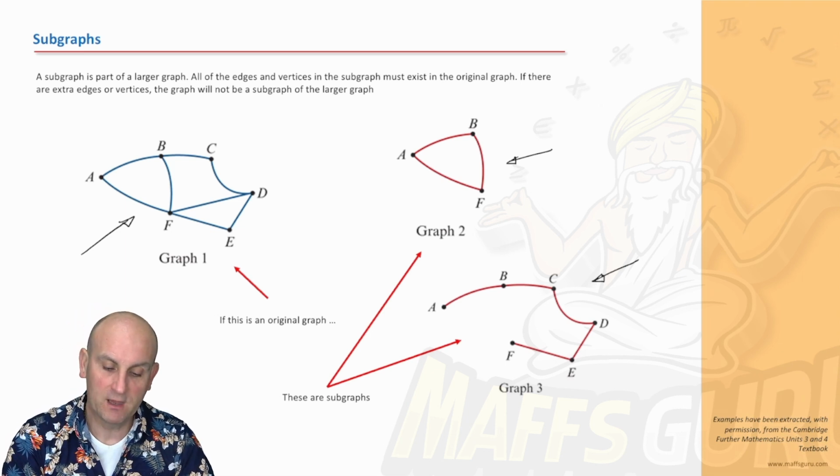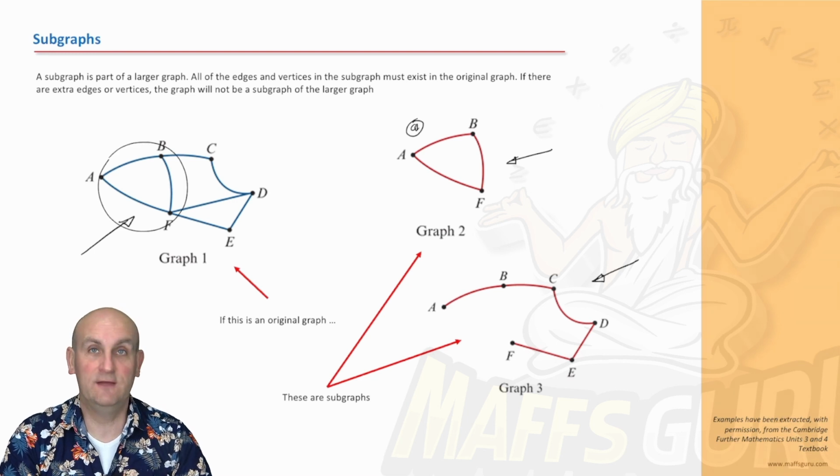So if we notice here, in this part, let's call that A, we've got A, B, and F connected together, which is just this part of the graph here. Literally, they've just drawn that little part as a subgraph.